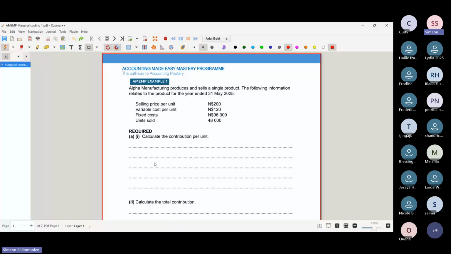Now, when you get a question on marginal costing, you need to get 3 things, if not 4. Luckily here, they are all given, because remember I told you, this one is the easiest. Which are those 3 or 4 things that you need when you are doing this question? The first one that you need is the selling price. Here, the selling price is given as clearly as possible.